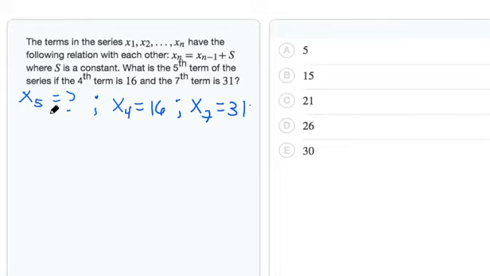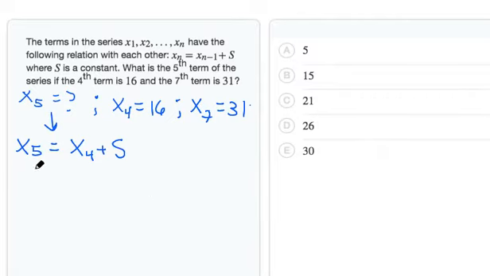So if we're asked for x sub 5, using the sequence or series pattern, x sub n equals x sub n minus 1 plus s. So x sub 4 plus s. Now we know x sub 4 is 16, so we would be able to plug that in, but to find a value of x sub 5, we're going to need to find s.